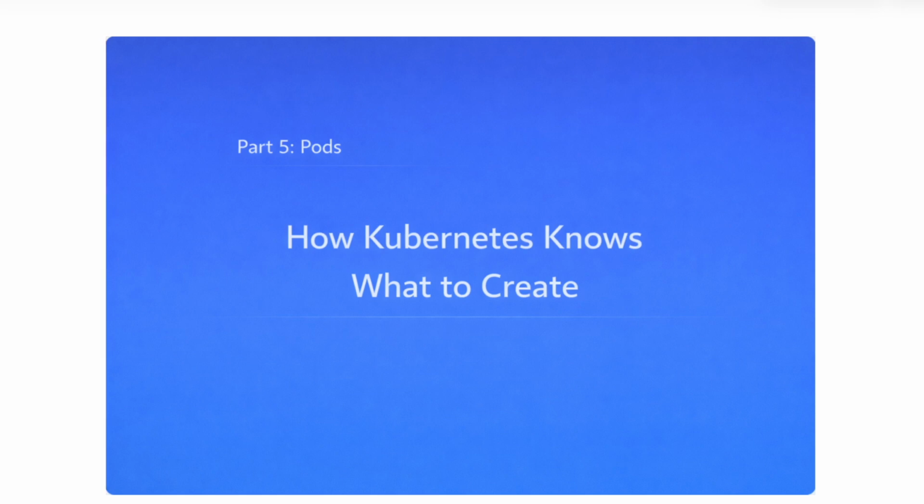In the previous video, we saw how Kubernetes handles failures. We learned that when a pod fails, Kubernetes replaces it automatically to keep the application running. In this video, we will answer a simple but important question. How does Kubernetes know what to create? We will focus on the idea behind it.